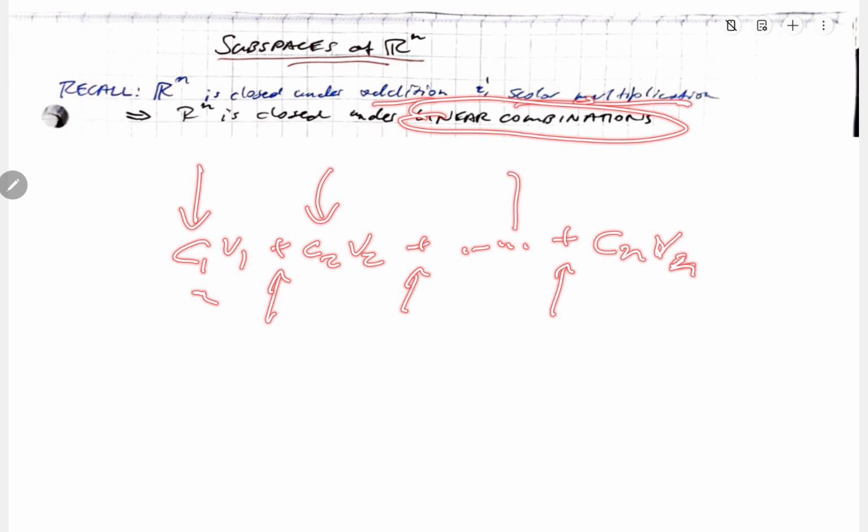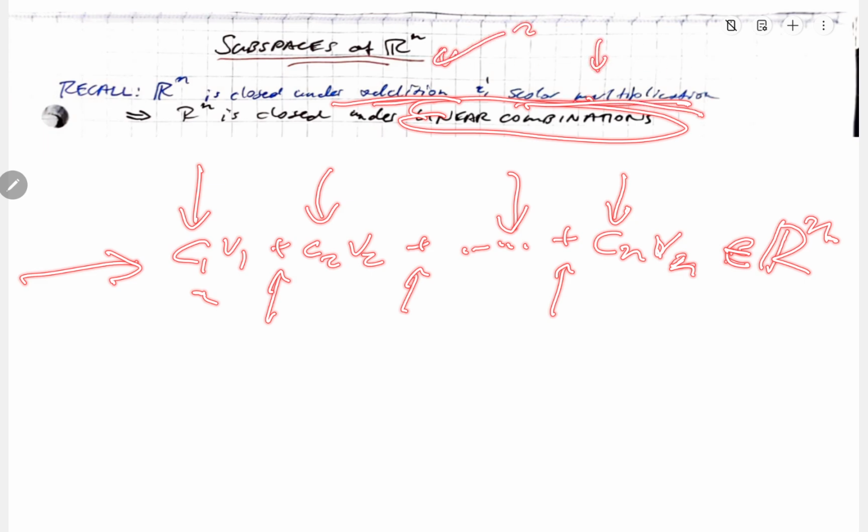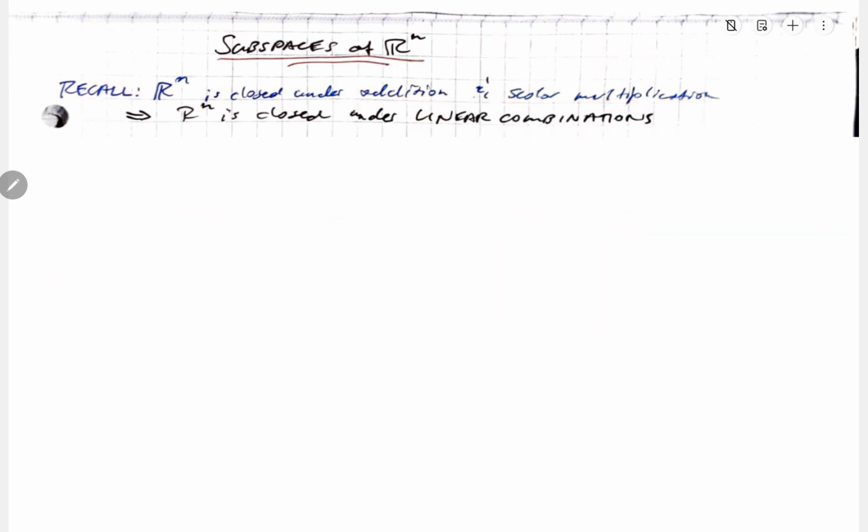That means that for any linear combination, the result is still going to be part of Rn, because it is closed under addition and scalar multiplication. When we have both of these, that means that we can have linear combinations.